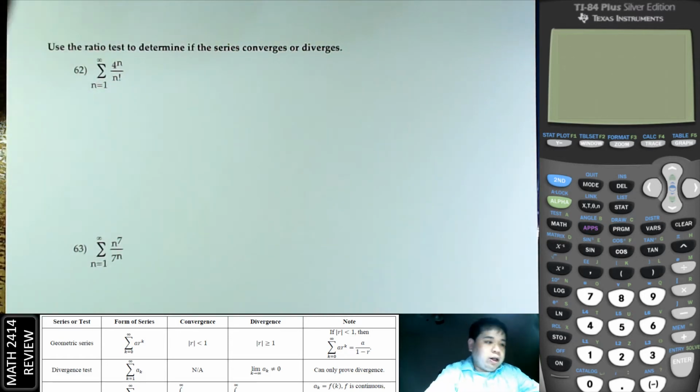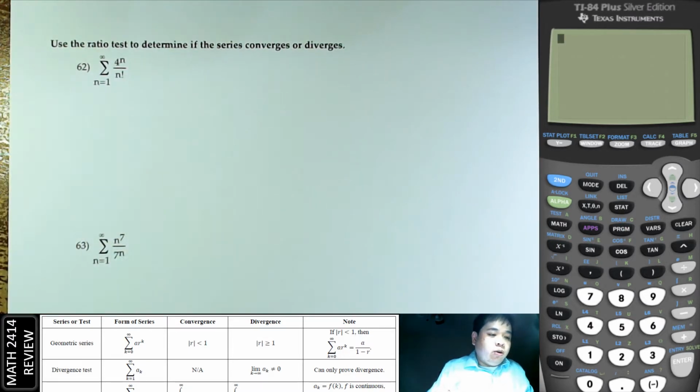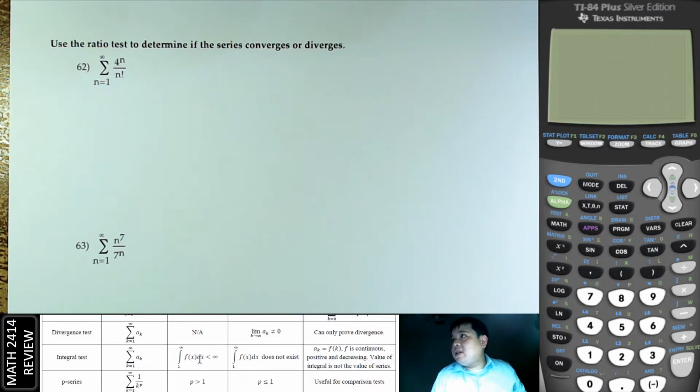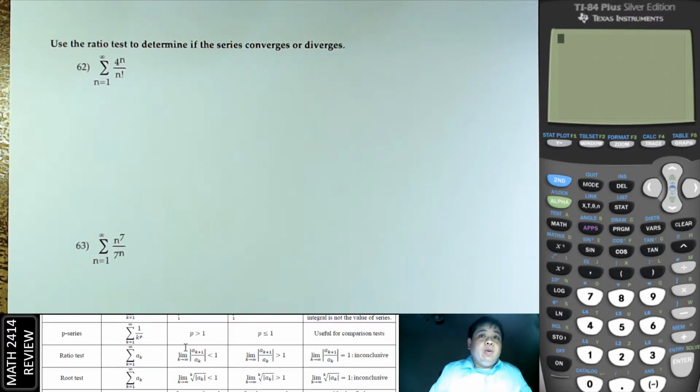We continue reviewing calculus 2. Use the ratio test to determine if the series converges or diverges. Right, so ratio test over there. So pretty much we take the ratio of the next term divided by this term, or this term divided by the previous term, and take the k go to infinity. And one thing to note that in the ratio test, we're going to put the absolute values in the ratio.